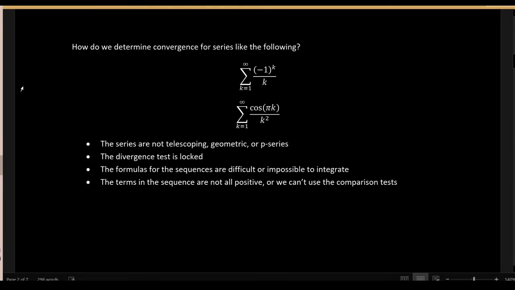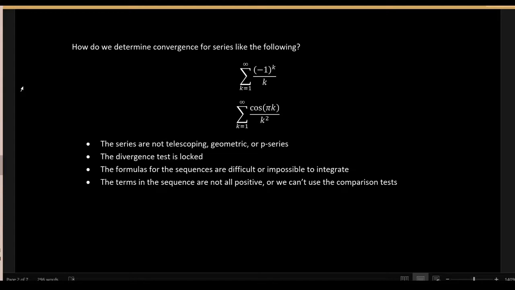So here is the setting. Here is our motivation for this test. Consider series like the sum of (-1)^k divided by k, or cosine of pi k divided by k squared. These series are not telescoping, they're not geometric, and they're not p-series. So all of the tests and theorems that apply specifically to those kinds of series are not applicable here. The divergence test is locked because these terms do converge to 0 as k goes to infinity.